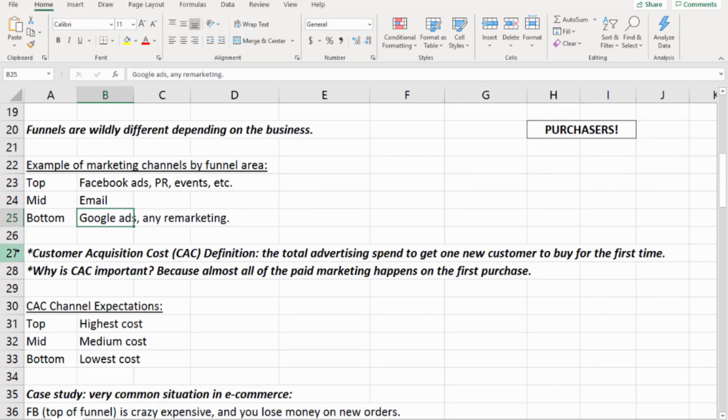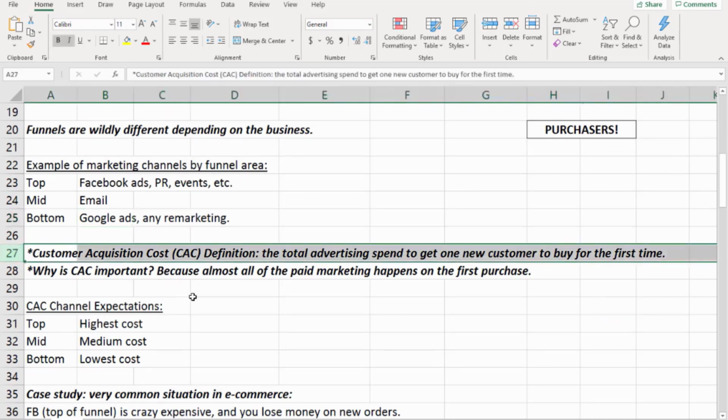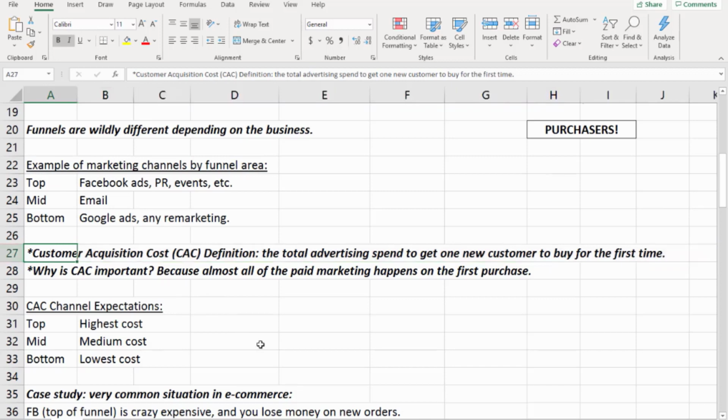So again, I just want to redefine customer acquisition cost. This is for sure the most important metric in all of digital marketing. Customer acquisition cost, we call it CAC. It's the total advertising spend to get one new customer to buy for the first time. And so why is that important?